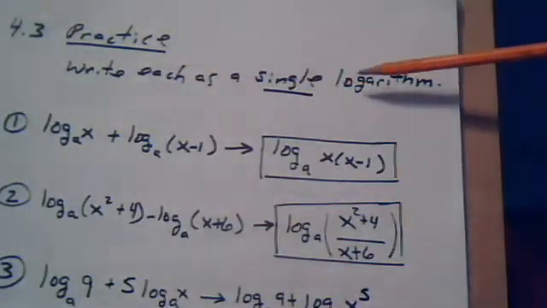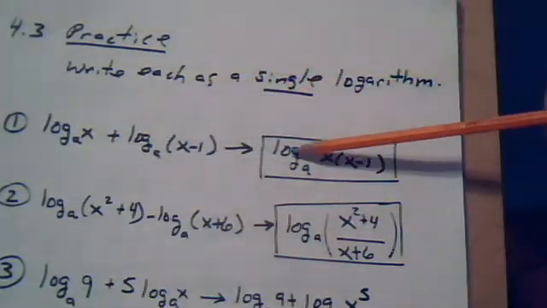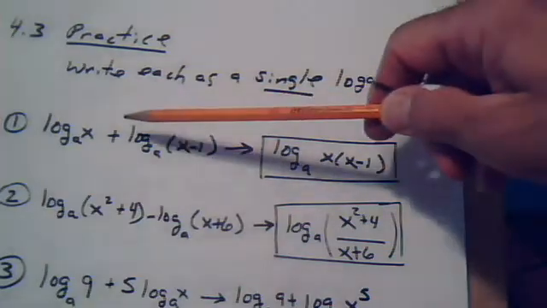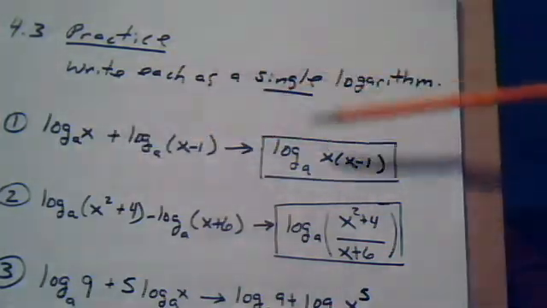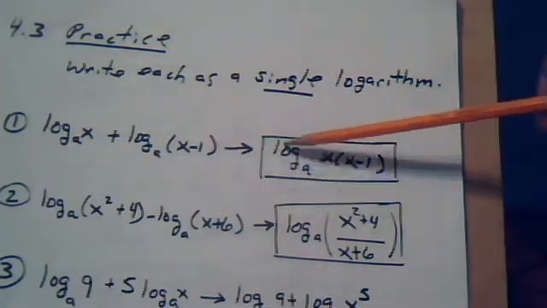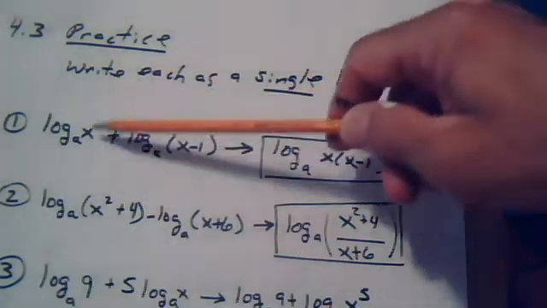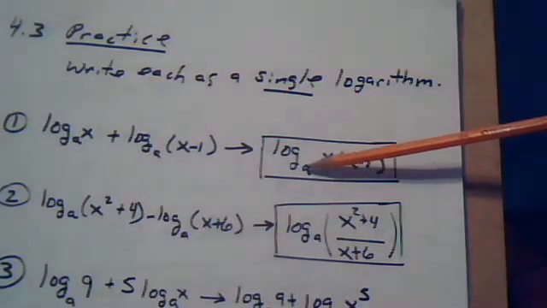Write each as a single logarithm. So we have two logs, but we're going to use the property to condense them to one log. The first thing we notice is that this is an addition, and addition is associated with multiplication. So what you do is you write one log and then multiply these two. Here they are. Don't change the base.